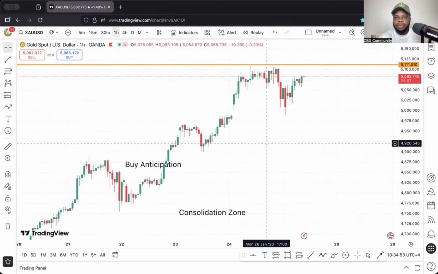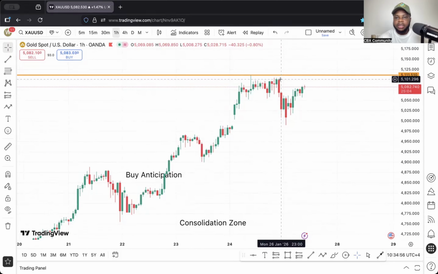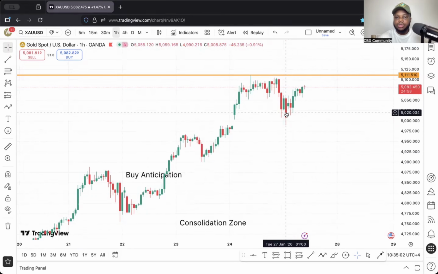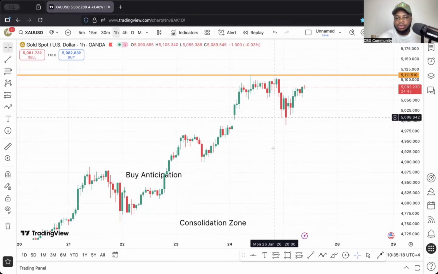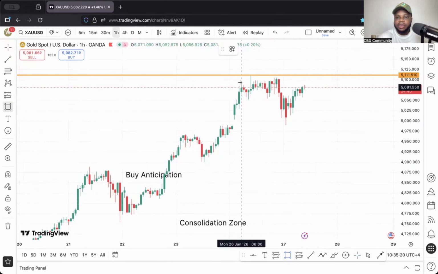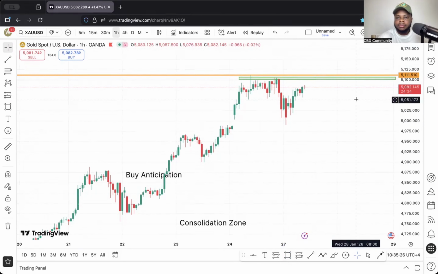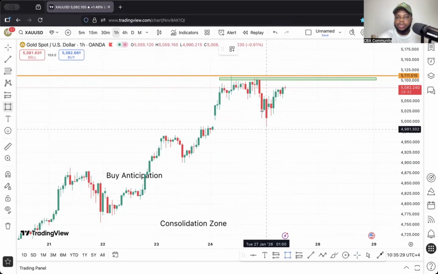Looking at the condition of the H1, we have a resistance zone over here. We have a support zone, but this candle closed below this support zone. So that means the best thing is just for us to wait. I love to identify my support zone and my resistance zone using the H1 and the 30 minutes. So looking at the formation of the H1 market structure, we have a resistance zone over here. This support zone has been broken, so the best thing is just for us to wait.